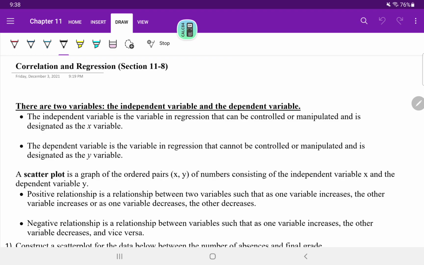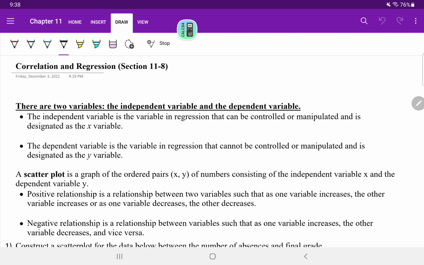This lecture right here will help you answer 95% of the questions in homework number 14. Also, you have to know this to be able to complete question 14 and to take the final exam. So please watch the lecture videos in their entirety. Now, this first video will be introducing what is called a scatter plot.